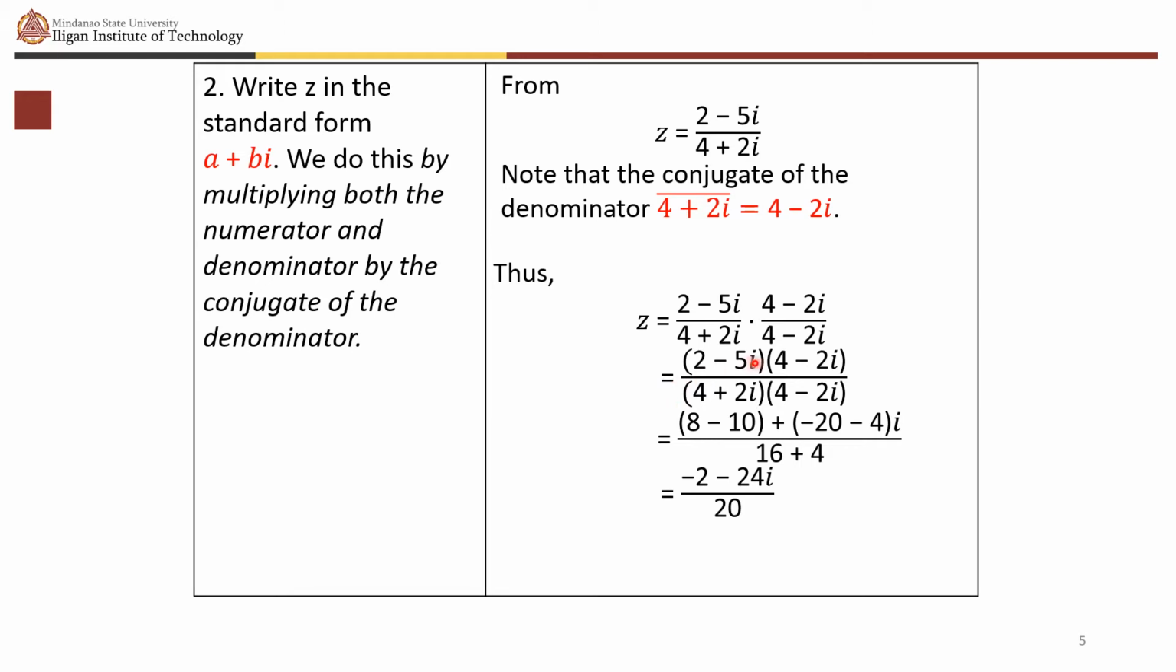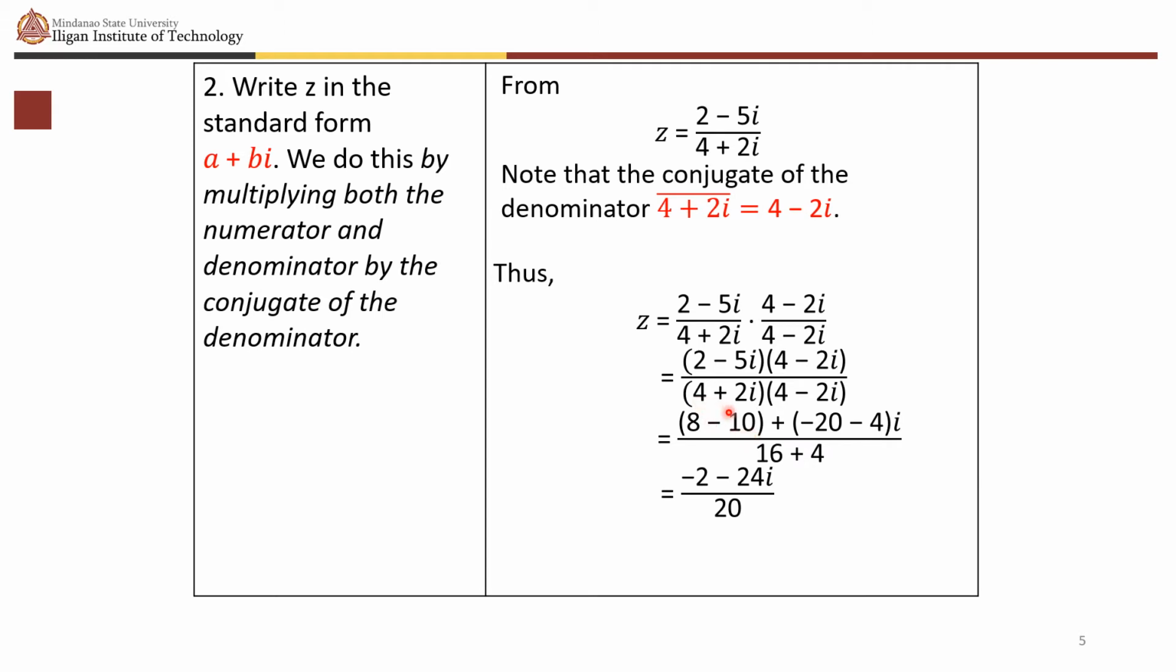That is equal to 2 minus 5i times 4 minus 2i over 4 plus 2i times 4 minus 2i. In the numerator, we have 2 times 4, which is equal to 8. Then minus 5i times 4 is equal to negative 20i. And then we have 10 coming from minus 5i times minus 2i. That is equal to positive 10i squared. But i squared is equal to negative 1. That's why we have negative 10 here.